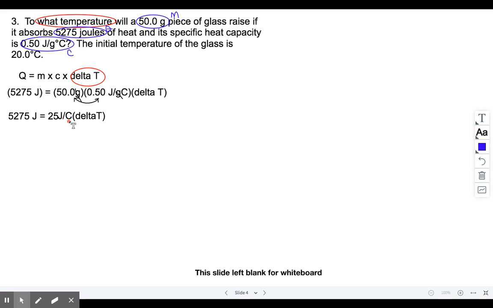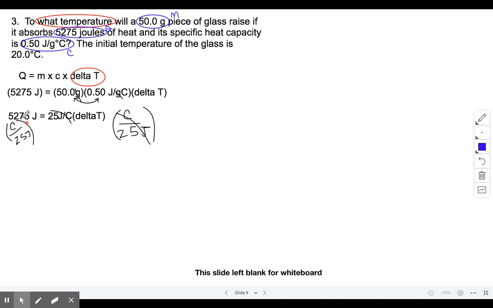Now I want to isolate the delta T. I want to get the delta T by itself, so I need to divide both sides by the reciprocal. Watch what I do here. I'll do it with handwriting because it's easier. I'm going to flip this 25 joules per Celsius, so Celsius is on top and 25 joules is on the bottom. Then I multiply this side by the same thing, down here because I don't have room next to it. These two cancel out because I have the same thing on both sides.